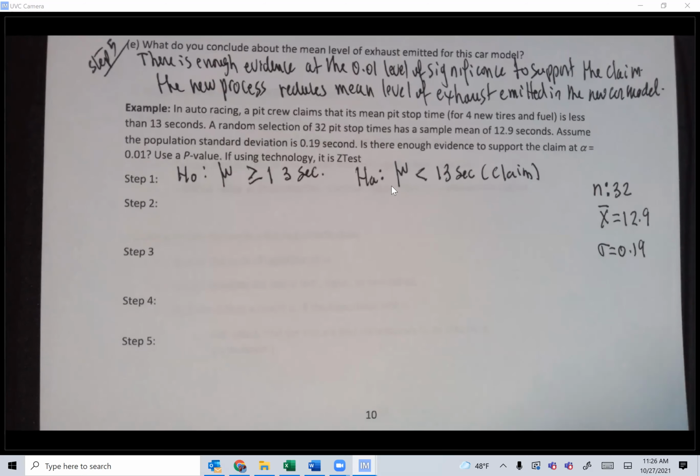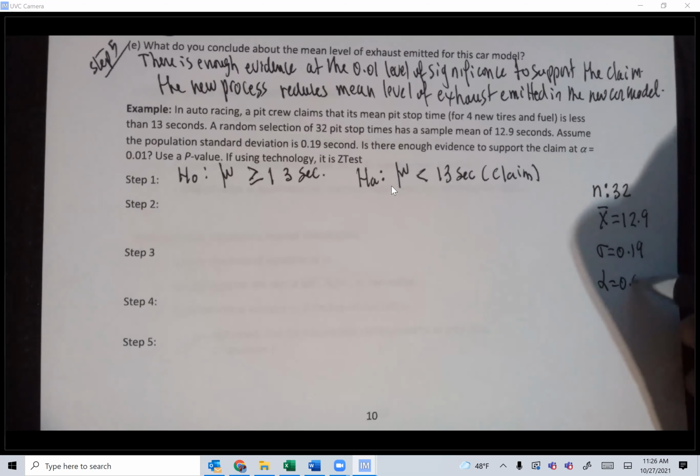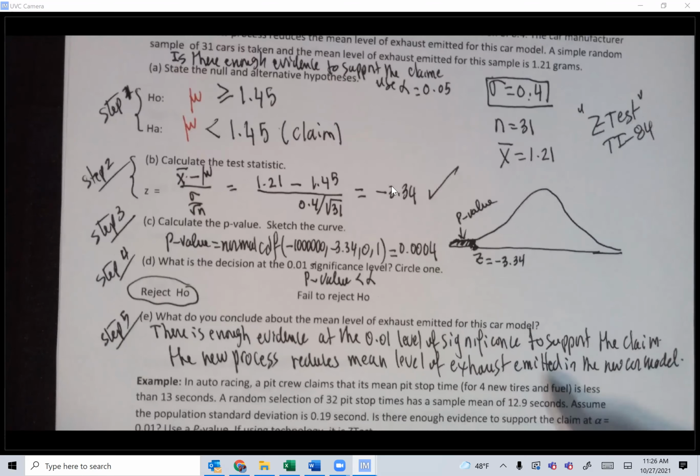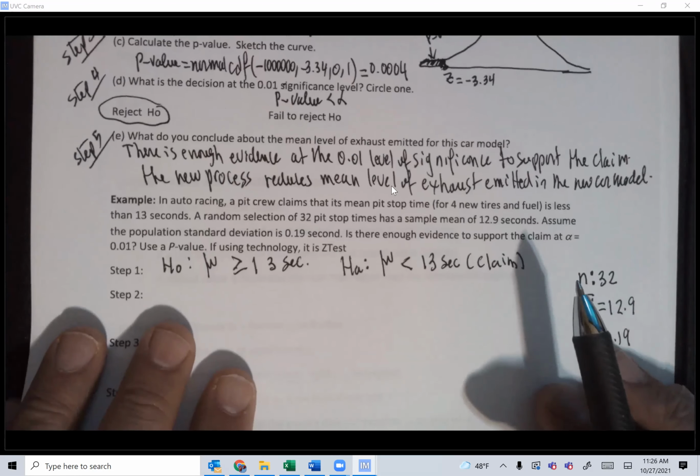Is there enough evidence to support the claim at alpha equals 0.01? So alpha, he has to give you alpha, guys. In some stat books, they don't give alpha, but they tell students to assume. If it is not given, assume that alpha is 5%. So if you come across an exercise where I fail to give you alpha, just use 5%. Use a p-value if using technology, and it is the z-test. So I'm just giving you a hint that it's the z-test. I'm not going to do any of the work that I did by hand. Watch how we're going to do all of this by relying on the z-test.